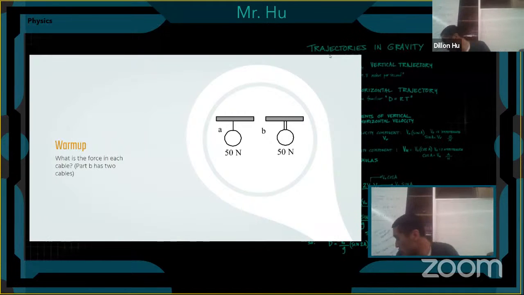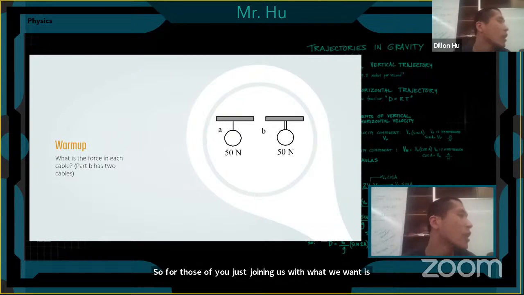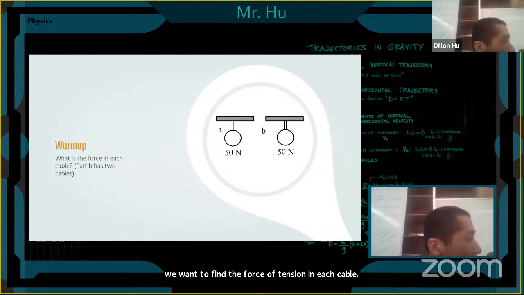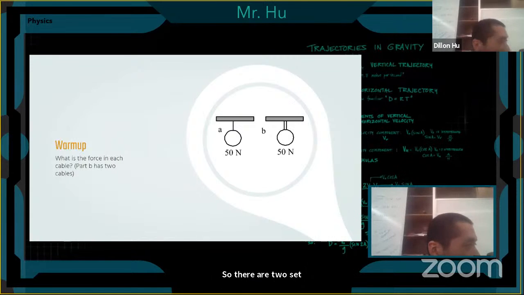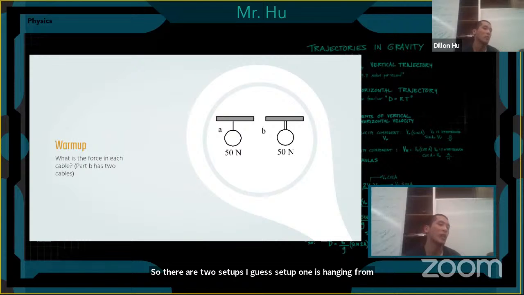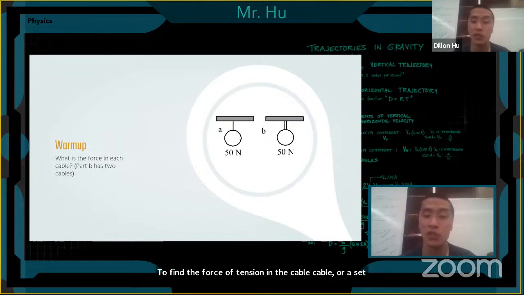So for those of you just joining us, what we want to do is find the force of tension in each cable. There are two setups. Setup one is hanging from one cable and setup two is hanging from two cables. So find the force of tension in the cable in setup A, and then find the force of tension of each of the two cables in setup B.